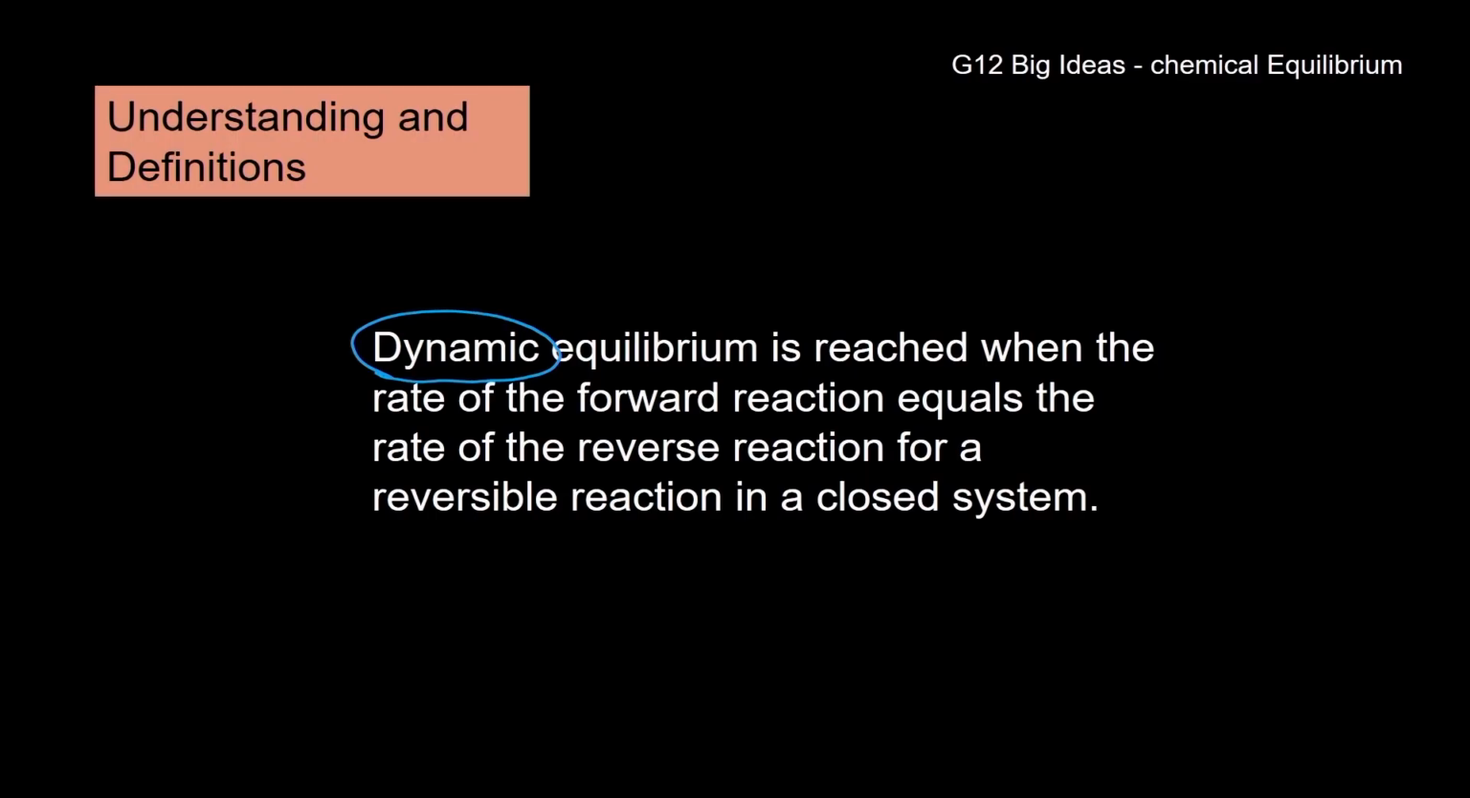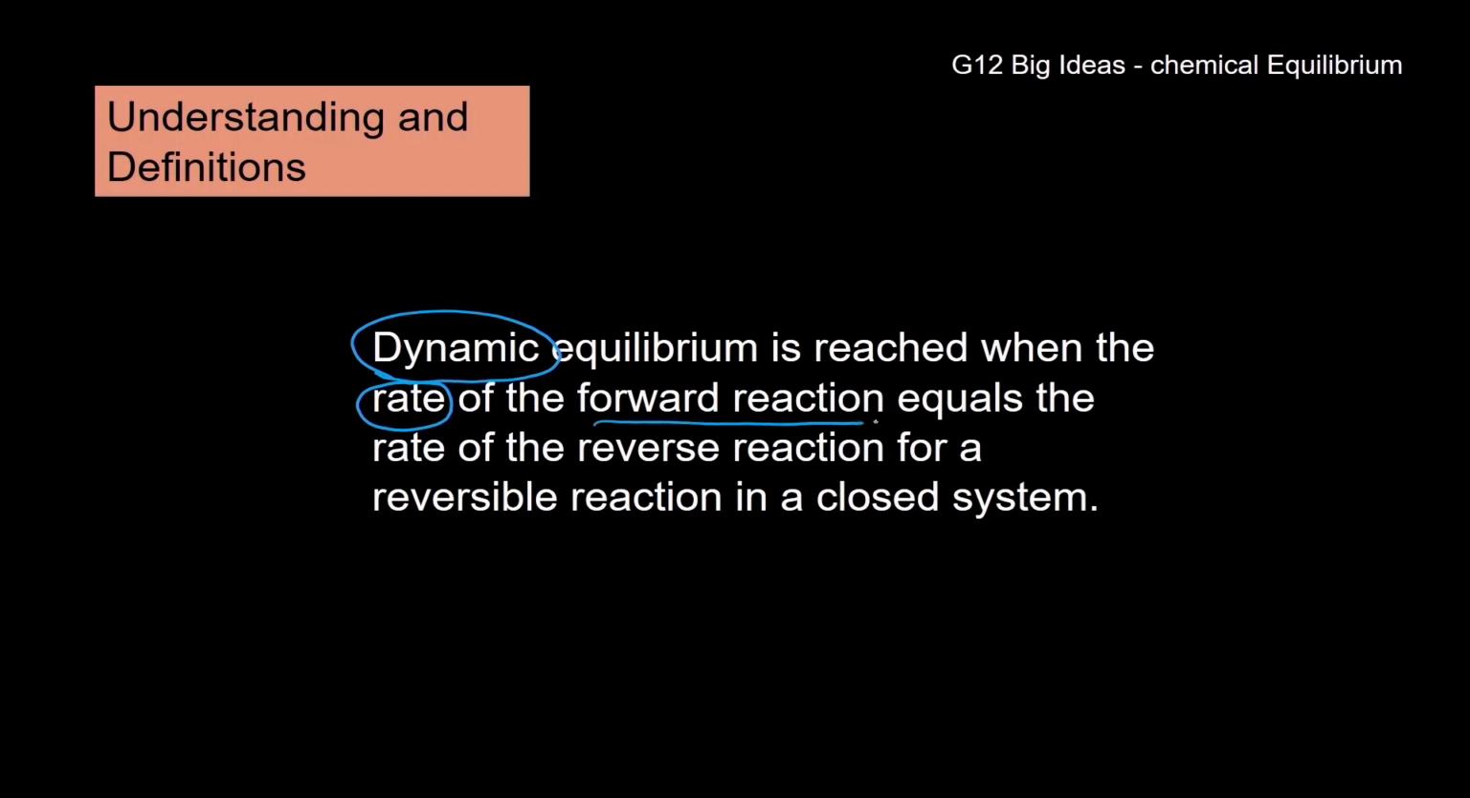It is reached when the rate, so we're talking about rate again, and rate is time. It's how fast something is happening. So it is per unit time. The rate of the forward reaction equals the rate of the reverse reaction. This has to be a reversible reaction, as we've spoken about, so you have to put in that word. It is a reversible reaction. It doesn't happen for a reaction that goes to completion and stops. And then it has to be in a closed system. Learn that. It is really important.